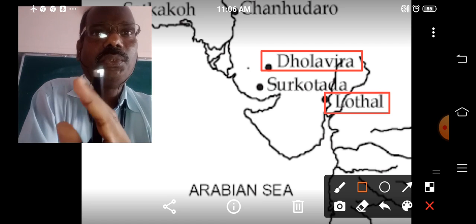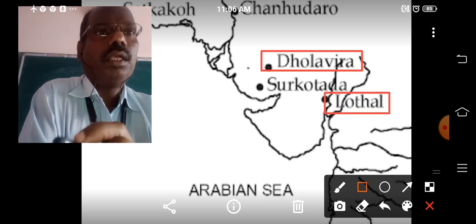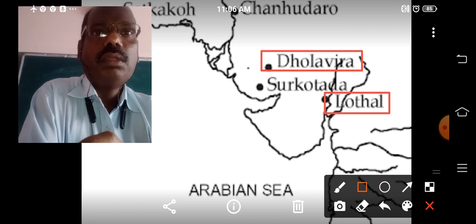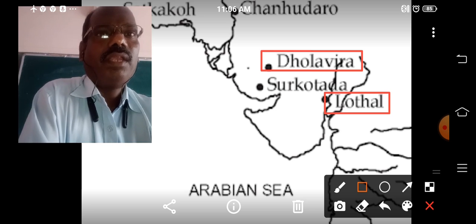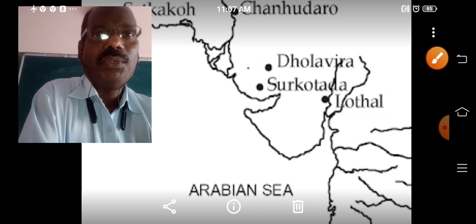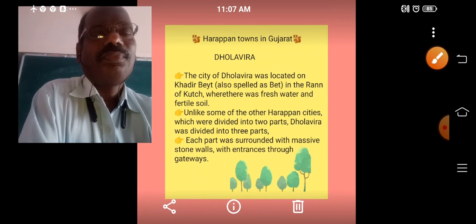Okay, understood now? The two names. One is called Dholavira and the next one is called Lothal. What are the main features of these cities? What did the archaeologists excavate from these sites, and what were their conclusions? Those are the points we are going to discuss now. First we can see Dholavira. Do you know where Dholavira is located?